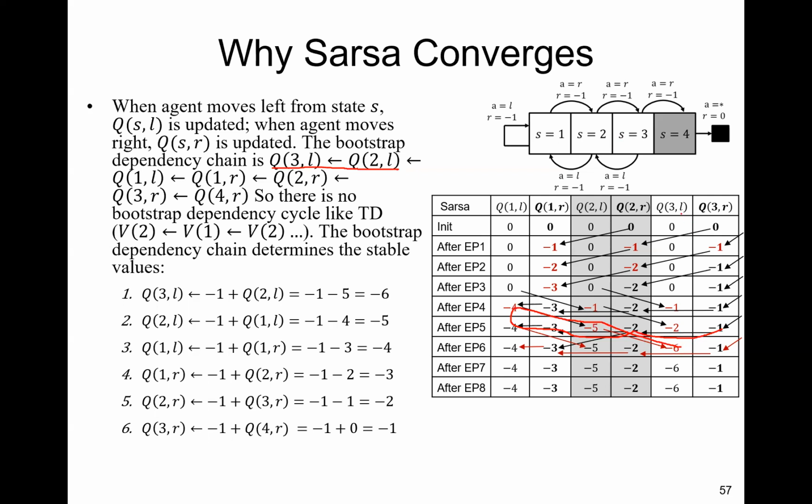Even though you started from 3 and ended at 4, the first visit is to Q3 left, and the second visit is Q3 right. So these are two different nodes, and similarly for Q2. So there's no cycle of dependencies that would cause the values not to converge, as with TD learning. TD only has one V for every node, whereas Sarsa has two Q values for every node. So this bootstrap dependency chain determines the stable values for the Q values, not a cycle.